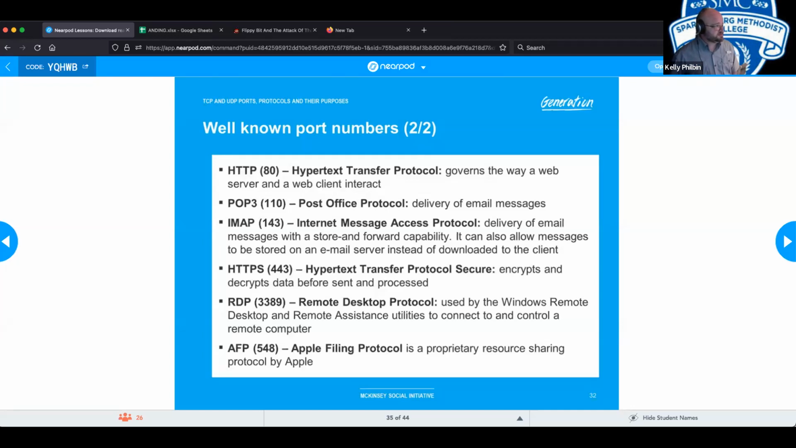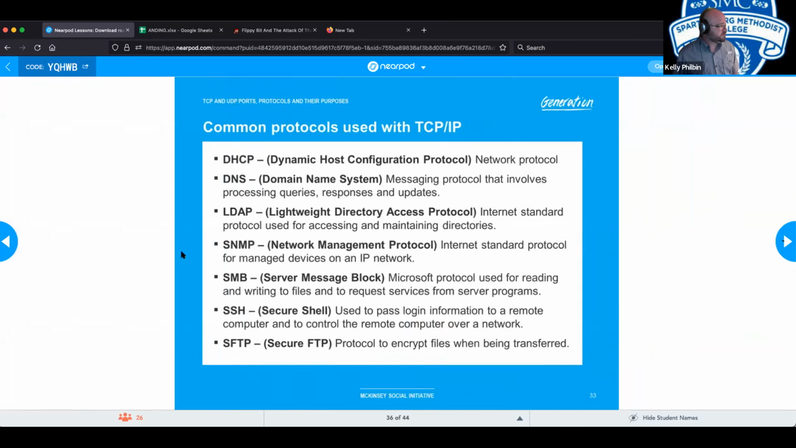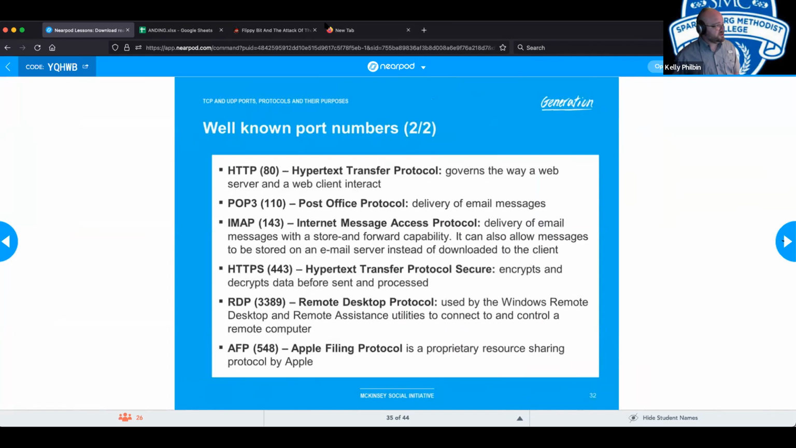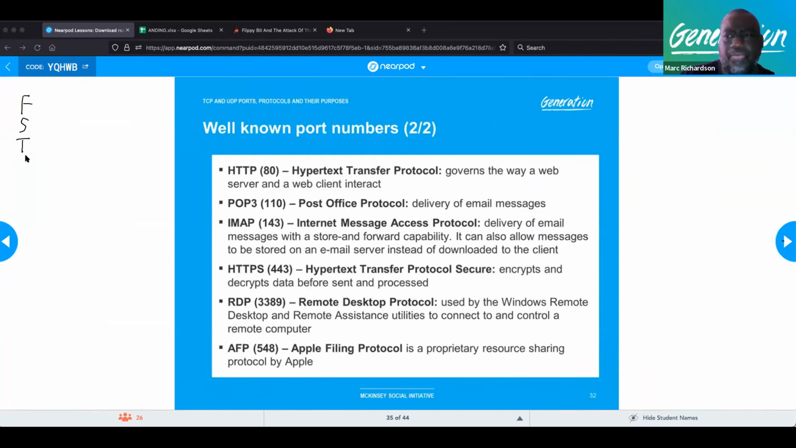So the mnemonic, I don't know if they show the mnemonic. Let me check. Can't remember. No, they don't have it. All right. So there is a mnemonic you can use to remember all the ports that you need to know. Yeah, we have to find that. I was looking for it this morning and I did not see it.